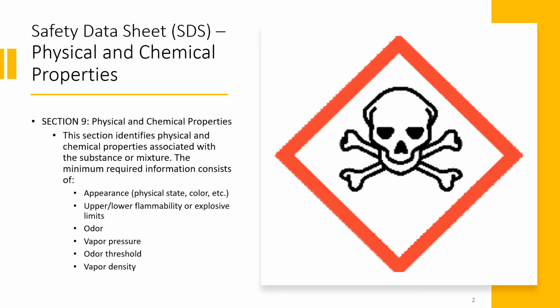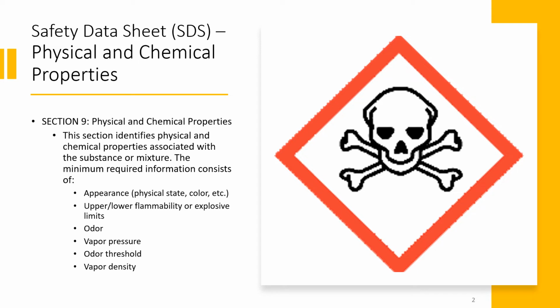appearance, physical state. Is it a color? Liquid, gas, is it going to be blue, black, clear? It then goes into things like upper and lower explosive limits. Does it have an odor, vapor pressure, odor threshold, vapor density? All these will help us to figure out, obviously, if it's going to burn, if it's not going to burn.